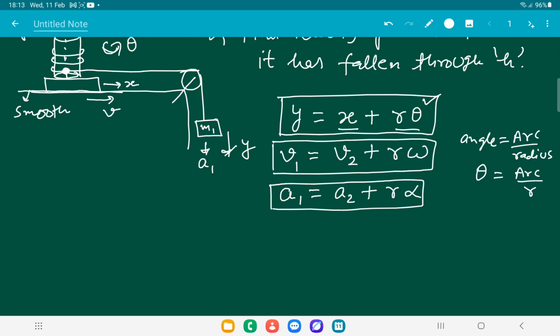So what is this a2 representing? This a2 is actually the linear acceleration of the stand, which is same as the acceleration of center of mass of the cylinder.